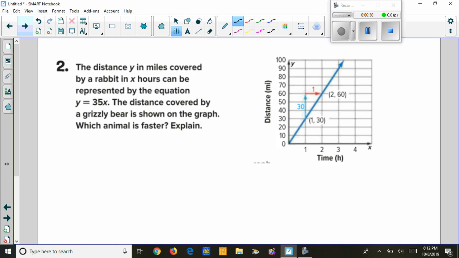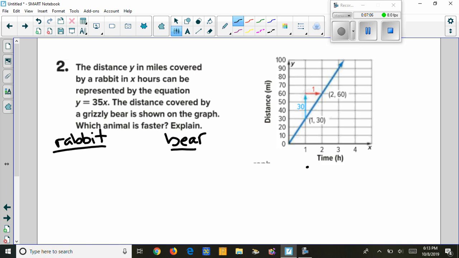The distance y in miles covered by a rabbit in x hours can be represented by the equation y equals 35x. The distance covered by a grizzly bear is shown in the graph. Which animal is faster? Explain. So that was a lot of information, but let's break down what it's asking. It is talking about a rabbit and a bear. It wants to know which one is faster.